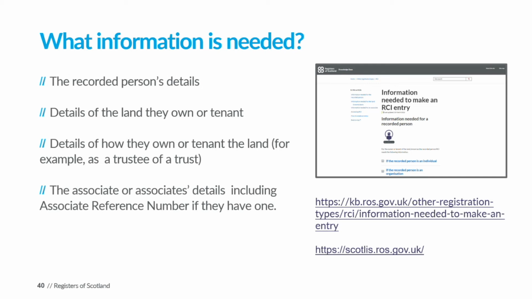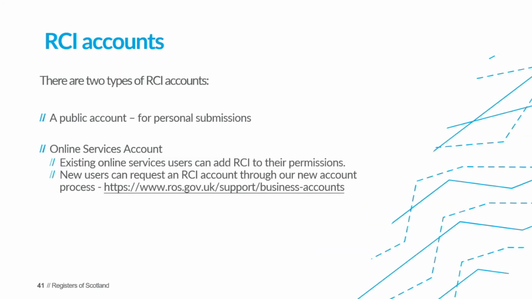I appreciate I just listed a lot of information. All of this can be found within our knowledge base article on information needed to make an RCI entry. The link is on screen. Once you've verified all the associate details, you'll then move on to create your entry.